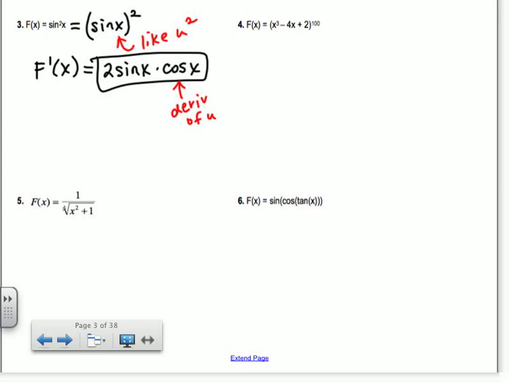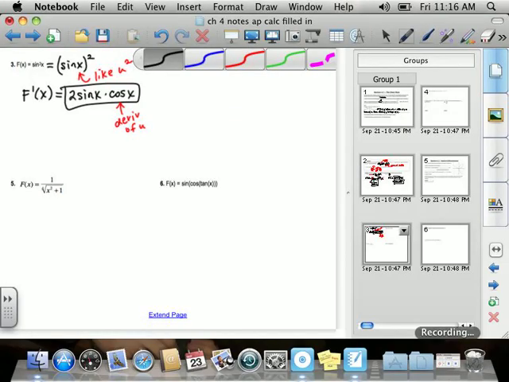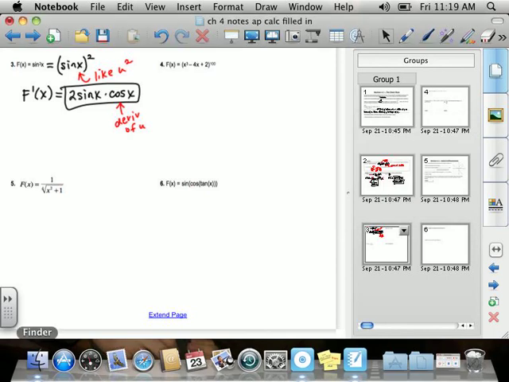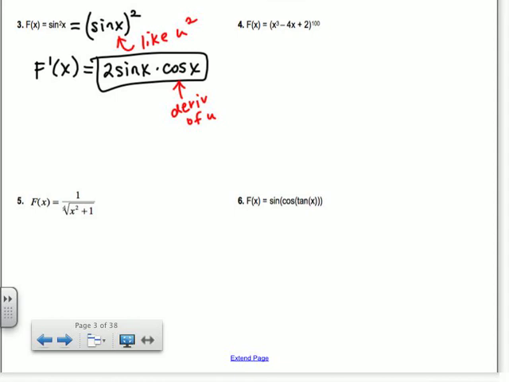Okay. You guys try number 4 and 5. So as I walked around, you guys had good answers. So the first one should be 100 times x cubed minus 4x plus 2 to the 99 times the derivative of what's inside, so 3x squared minus 4. Make sure you're writing parentheses around the 3x squared minus 4, just so you know that whole thing's multiplied, not just the 3x squared.